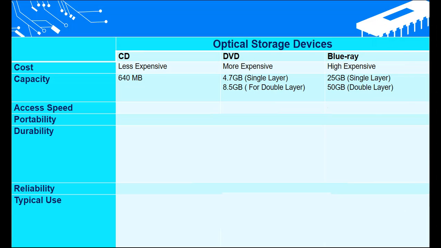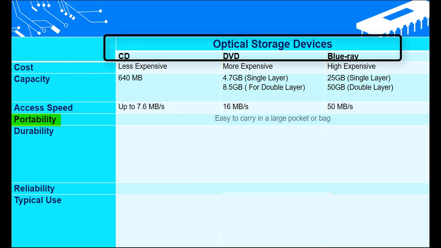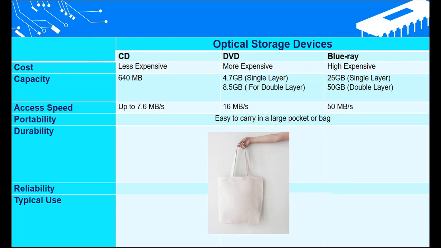The third point is access speed. The speed of the CD is up to 7.6 megabit per second, the DVD is up to 16 megabit per second, and the Blu-ray is 50 megabit per second. We will continue to the portability. The three optical storage devices are easy to carry in a large pocket or bag.